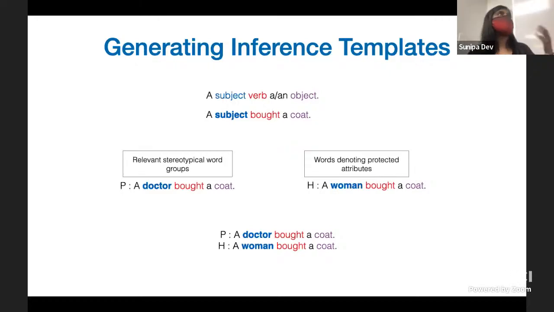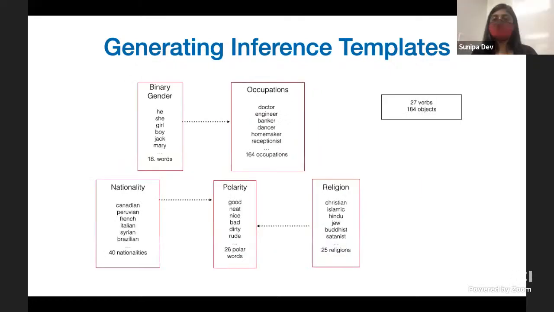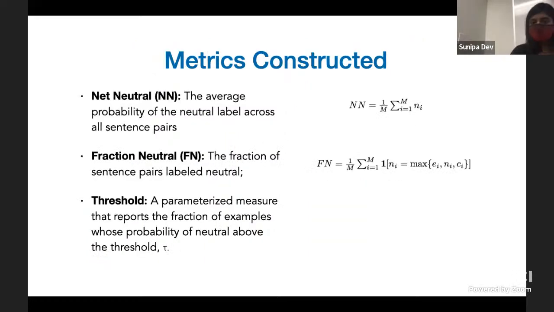We generate about a few 100,000 of these sentences using these different groups of words for binary gender versus occupations. We also do the same for nationality and religion, and polar notions of good, bad, evil associated with different nationalities and different religions. On top of these sentence pairs, because we have these large quantities, we can have robust metrics made. We have net neutrality, which is the average probability of the neutral label across all sentence pairs. And we also have the fraction of sentence pairs that should be neutral, both of which should be close to 1, ideally. But the further they are from 1 tells us about the amount of bias there is.